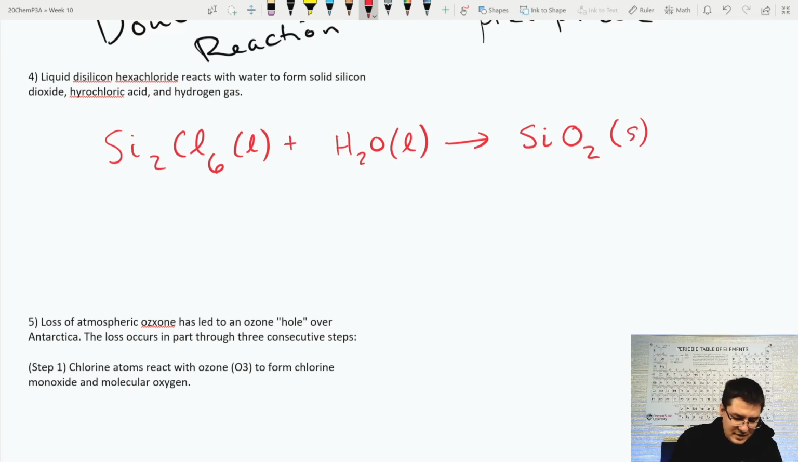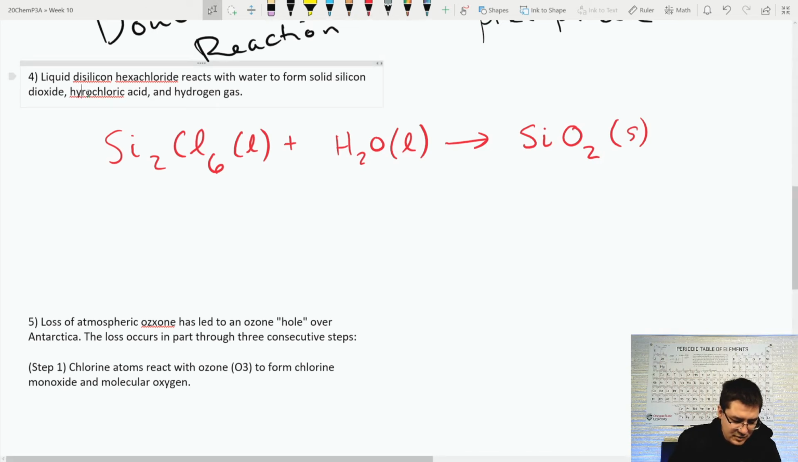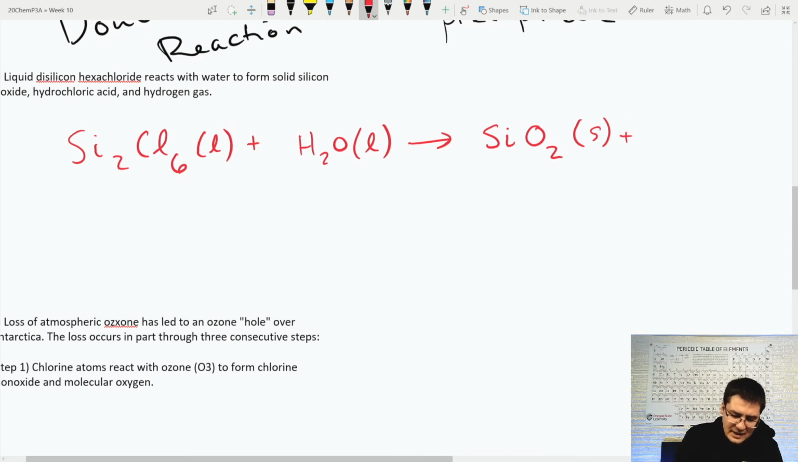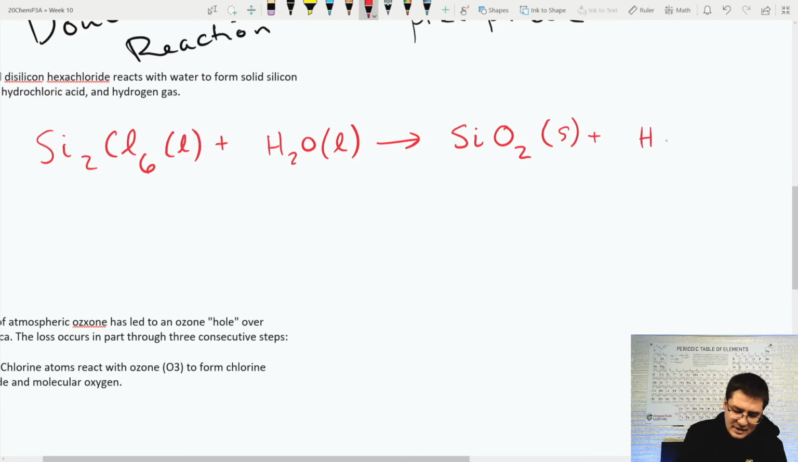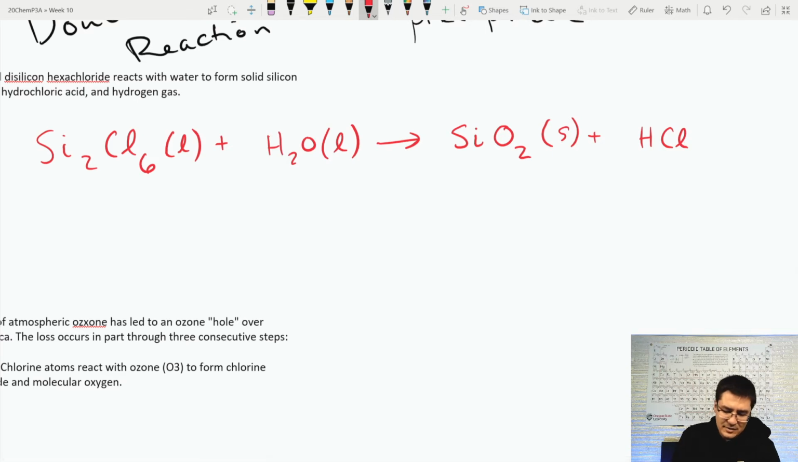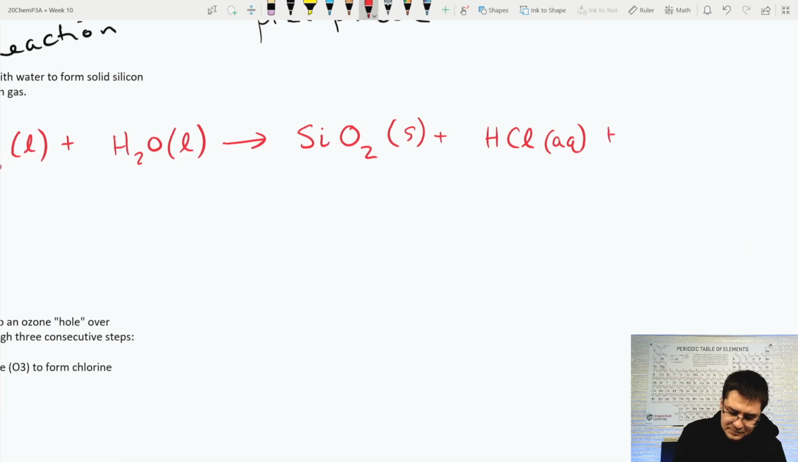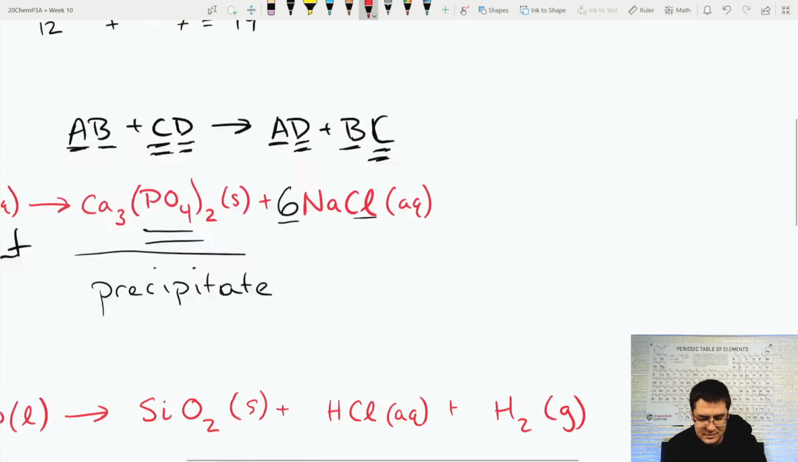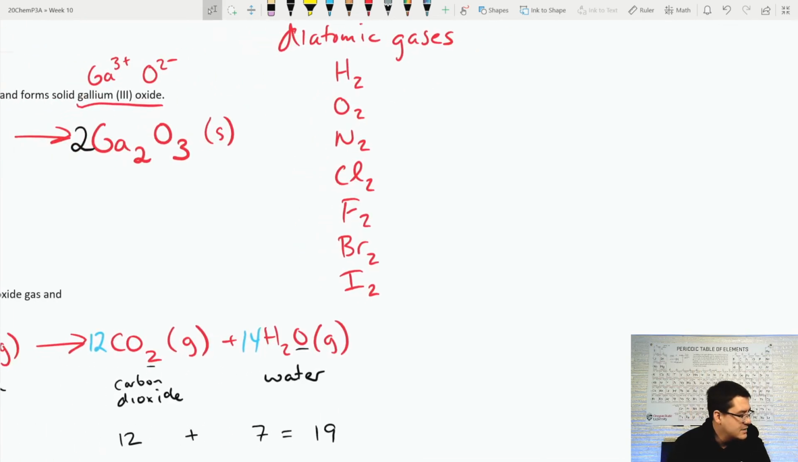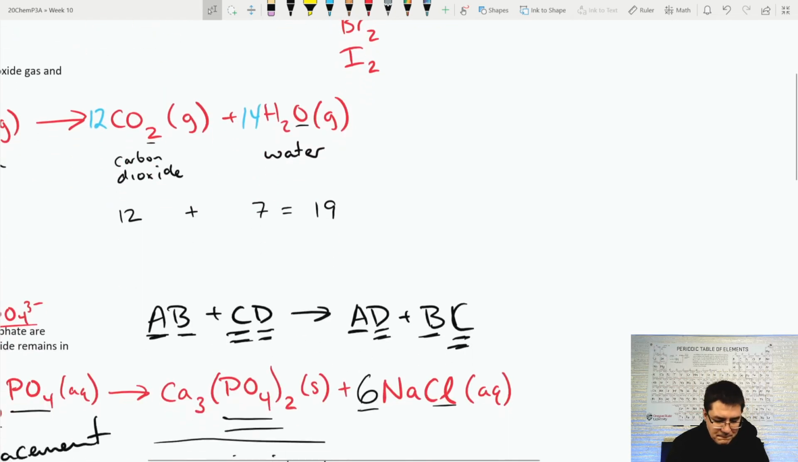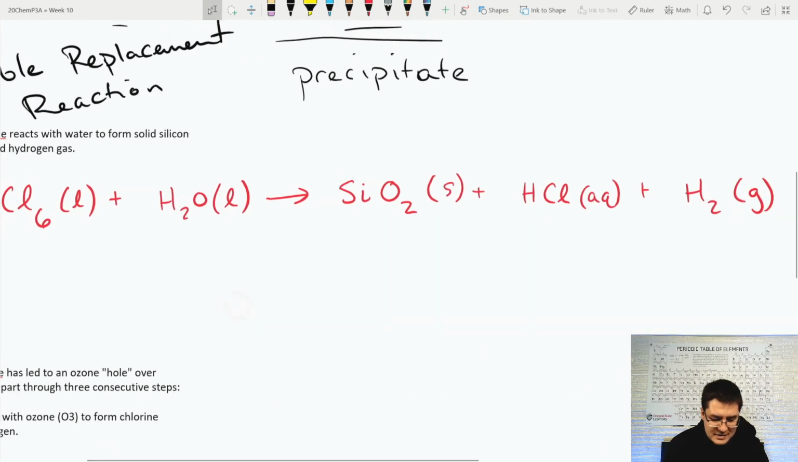Hydrochloric acid. Oops, and I put a typo in there. That should say hydrochloric acid and hydrogen gas. So hydrochloric acid is HCl, using our acid naming rules, right? Hydro is a binary. So hydrochloric acid, we list it as aqueous. That means dissolved in water. And hydrogen gas. And you're like, okay, got to remember H2. That's on my list of diatomic gases. So hydrogen gas is H2.